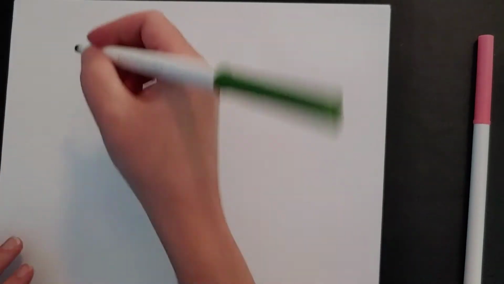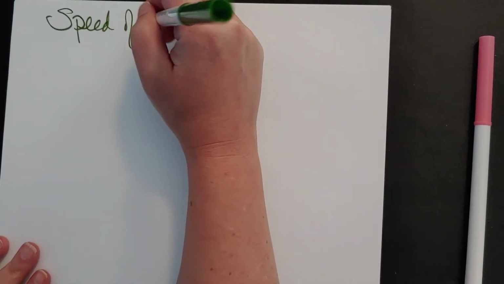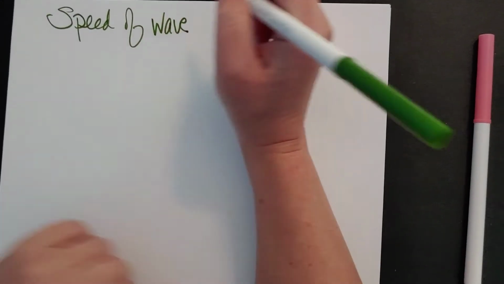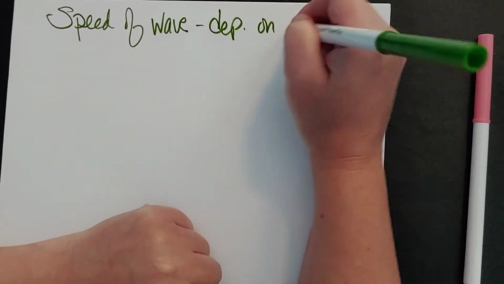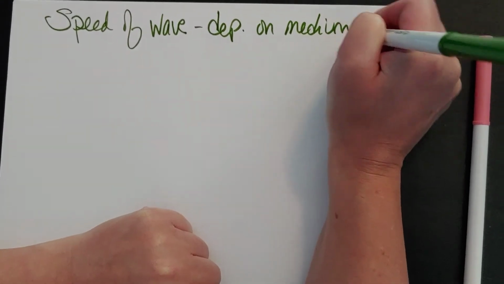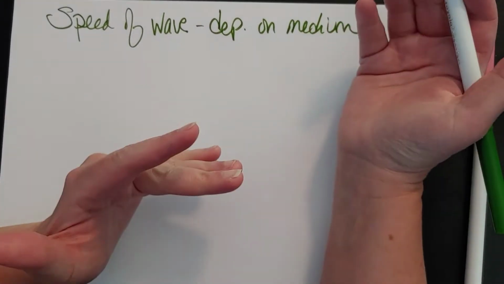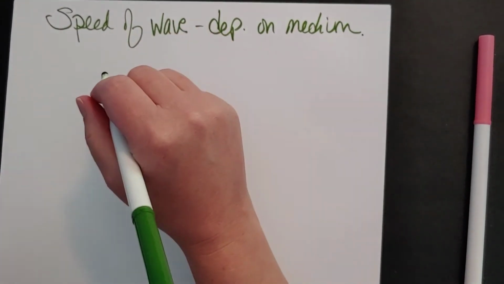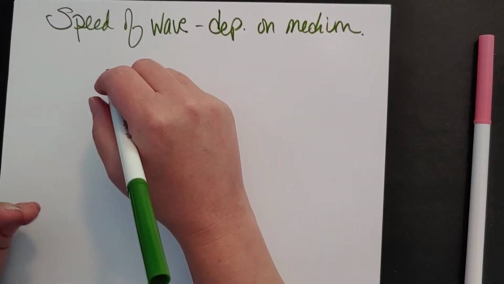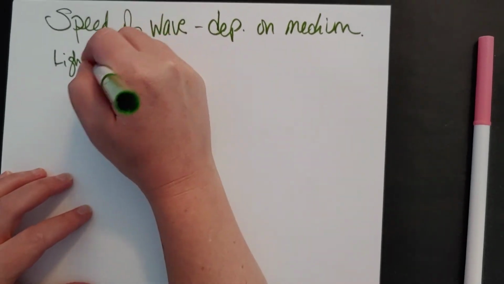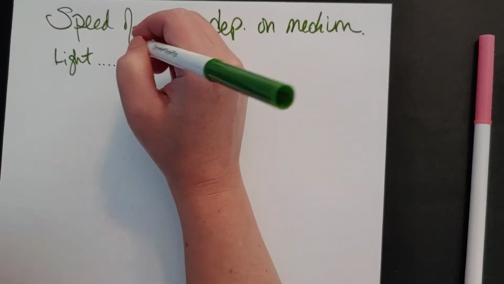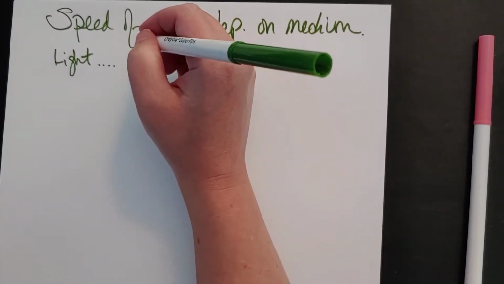Just whipping through these papers. Let's talk more about the speed. So the speed of a wave, we said it depends on the medium. So what kind of media can we have? Light requires no medium, right? But it can travel through a medium, okay?